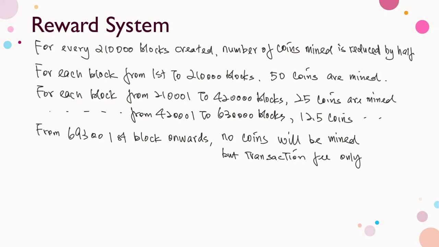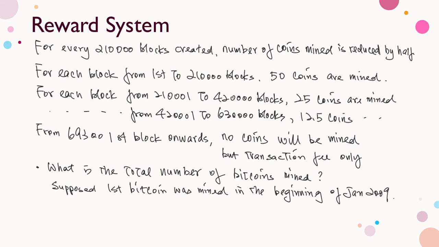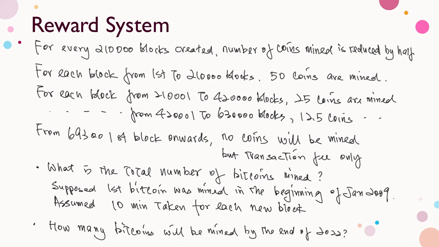The coins given to the miners are new coins created at that time. In this way, the total number of bitcoins mined is a fixed number. What is this number? Suppose the first bitcoin was mined at the beginning of January 2009. Assume that it takes 10 minutes to create each new block. How many bitcoins will be mined by the end of 2022? I leave both questions to you as an exercise.